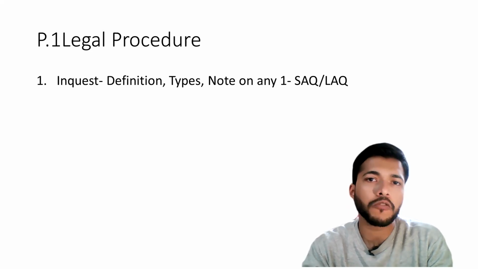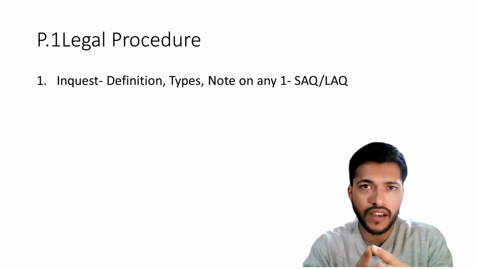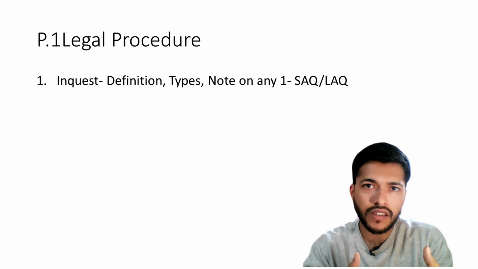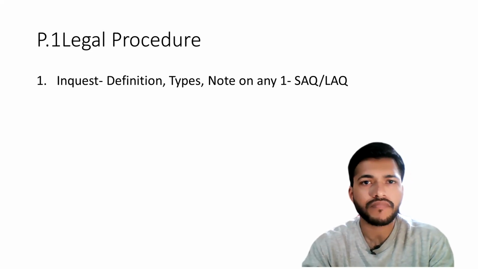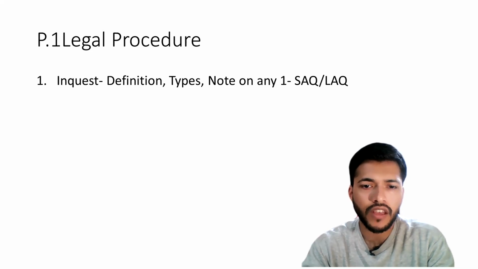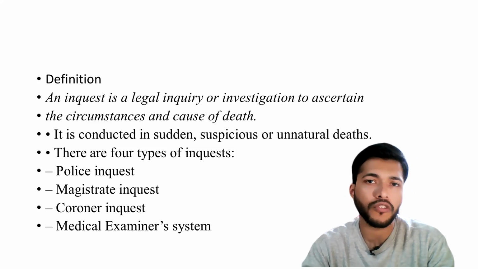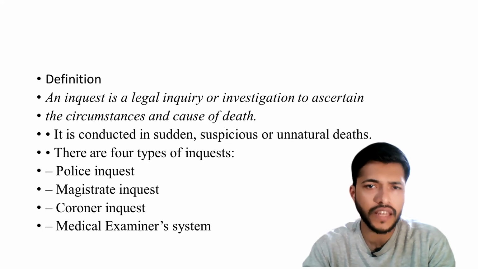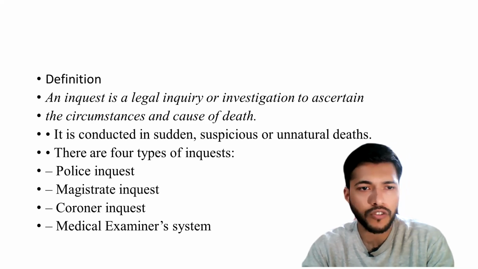So what is an inquest? So if a person dies, and if some other person tells the police about it, the police has to conduct something which is known as an inquest. That's the general idea of inquest. So an inquest is a legal inquiry or investigation to ascertain the circumstances and cause of death. So that's the first part, the definition. So you get 1 or 2 marks for that.